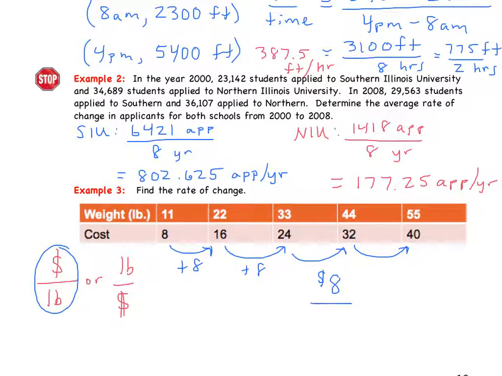Okay, and now let's figure out the change for our weight. Going up by 11 each time. From 11 to 22, we add 11. From 22 to 33, we add 11. 33 to 44, 44 to 55. So we're increasing by 11 pounds every time. So the rate of change is $8 for every 11 pounds.